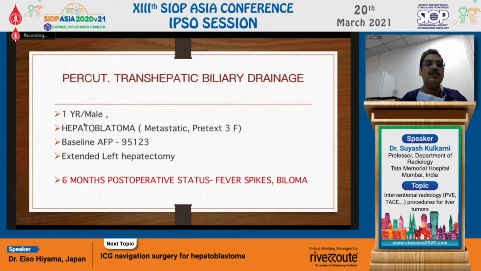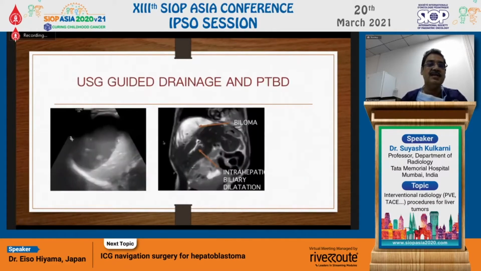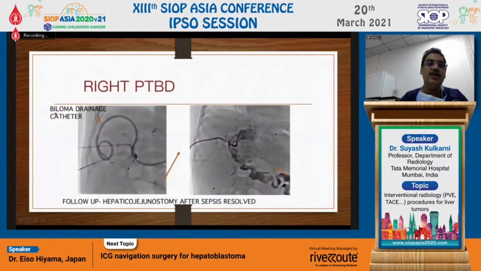For example, this child had been operated for hepatoblastoma with extended left hepatectomy, and after 6 months post-operative, he developed fever spikes and biliary obstruction. You can see that there is a bilioma which has accumulated bile with bile leak, and at some points the biliary system was dilated as well. We need to drain the bilioma, and also divert the biliary system and get access to the bowel so that an effective drainage is achieved, and the patient comes out of sepsis and further definitive surgery is taken.